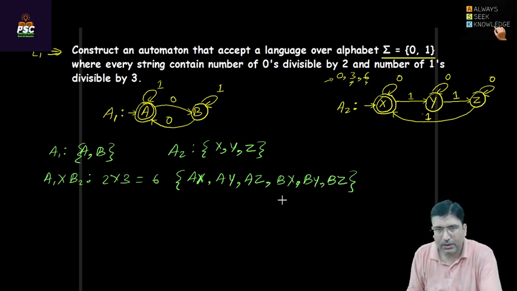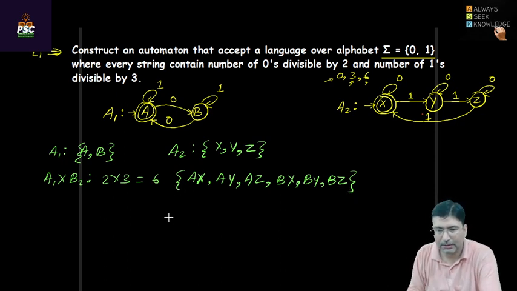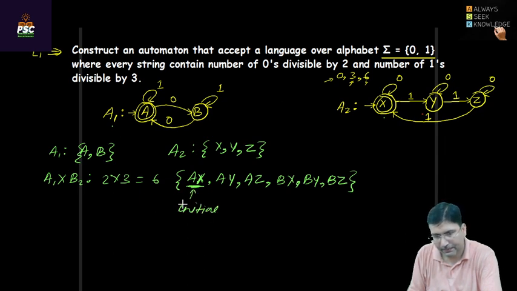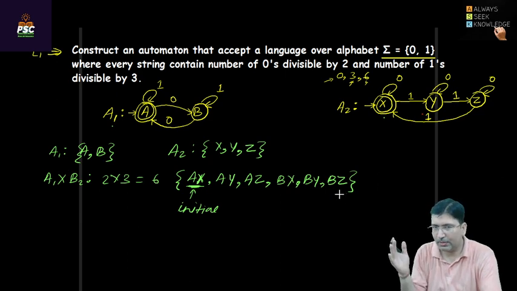Now if we want to do the union, what will be the initial state? If I am constructing 6 states by combining two automatas, I am assuming A is the initial state of A1, X is the initial state of A2. So wherever both the initial states occur, A and X, that will become the initial state. Which states are final depends upon which operation you are performing, whether union or intersection or something. Based on that, the final state will be defined.